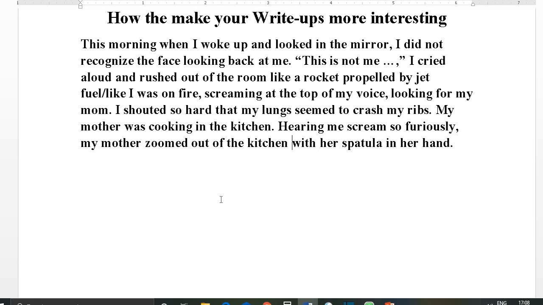Now, zoomed out again is a very fast image of something happening very fast, and then the image here is a person with a spatula in her hand. She must have been cooking. What? She must have been cooking.